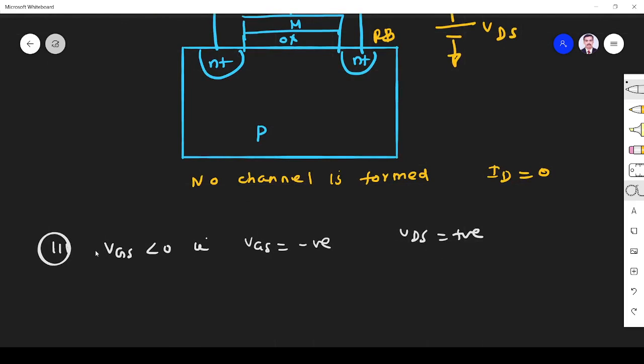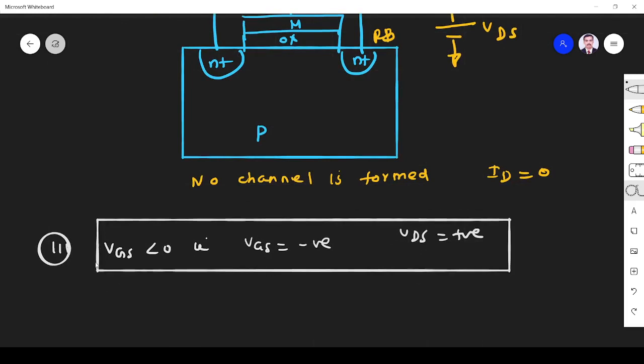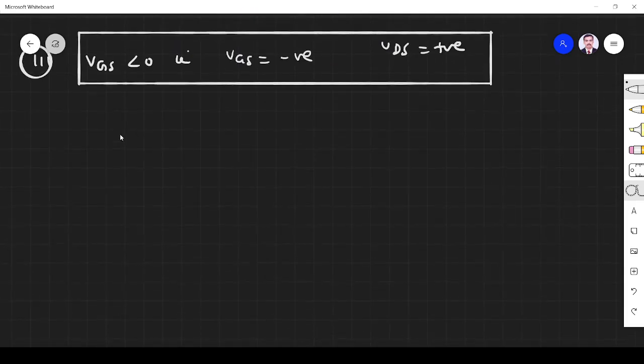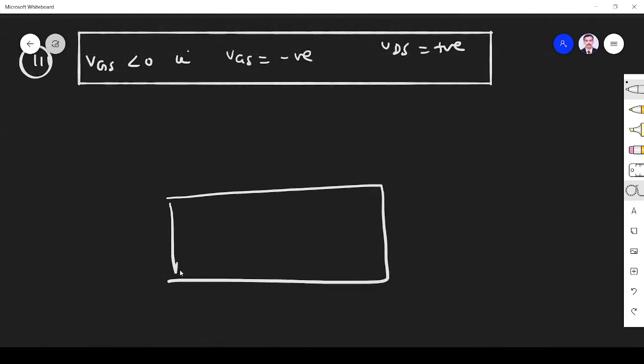Under this condition, let us see what will happen. VGS is negative and VDS is positive. So again, this is oxide, metal.